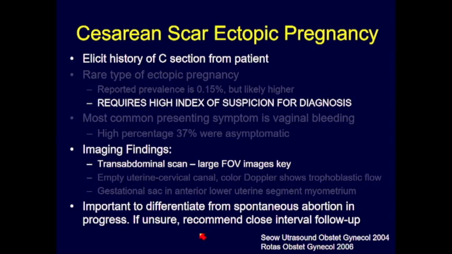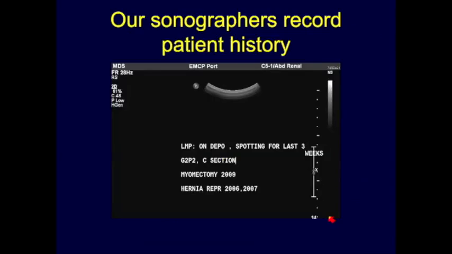And the imaging findings, the transabdominal scan, I believe the large field of view images are really key in telling you where that sac is located. Also, you'll see this empty uterine cervical canal, and then the color Doppler flow can show you trophoblastic flow. And it's very important to differentiate from a spontaneous abortion in progress, and if you're not sure, it does no harm to recommend close interval follow-up. You just need to suggest this in the diagnosis.